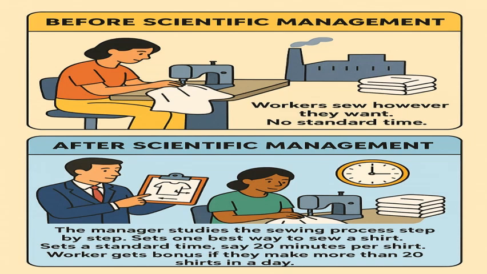Then the manager set a standard time and said that 20 minutes is enough to stitch a shirt, and set a rule that every worker has to stitch 20 shirts per day. He introduced a new strategy that if a worker stitches more than 20 shirts in a day, he will definitely get a bonus. So there is a lot of benefit from the introduction of scientific management.